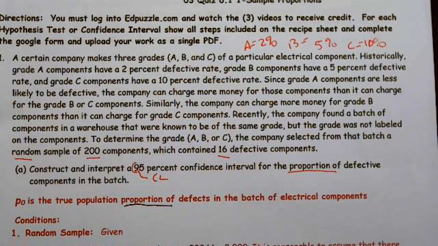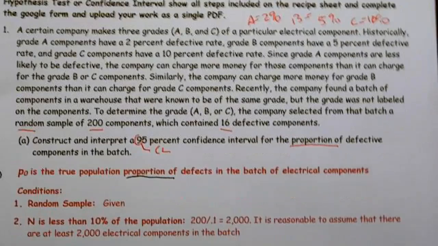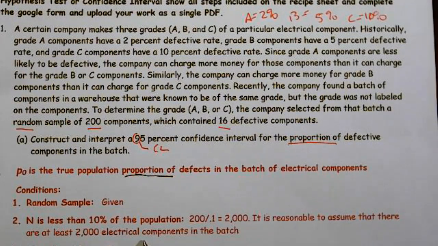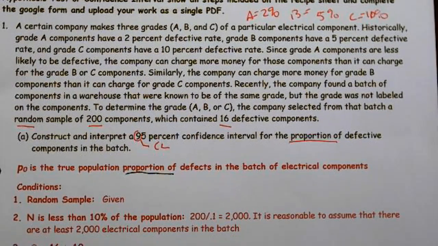The next thing, we need to check for the n is less than 10% condition. So n needs to be less than 10% of the population, and we had 200 components divided by 0.1 equals 2,000. And it's reasonable to assume that there are at least 2,000 electrical components in the batch. Otherwise, they wouldn't have such a large sample of 200. They'd check a smaller sample. So n is less than 10% of the population.